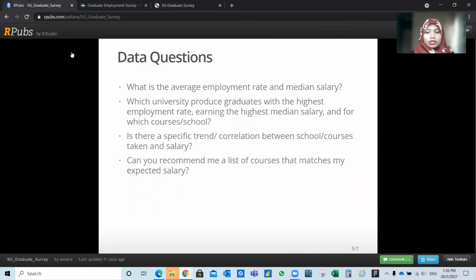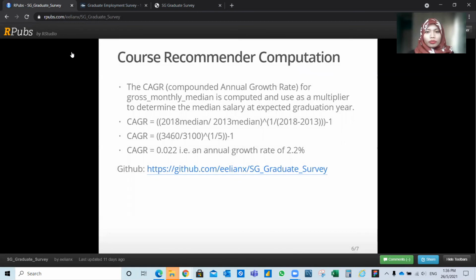So in order for us to understand more regarding the recommendation, the course recommended computation is done by using the CAGR, which is the compounded annual growth rate. So this computes the gross monthly median and uses it as a multiplier to determine the median salary at the expected graduation year. So these are the calculations, and for more information, we can view the GitHub link given, so we can get more information, also use it as a reference.